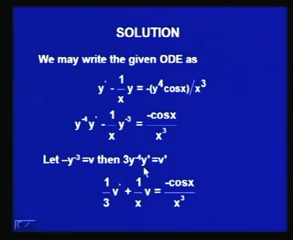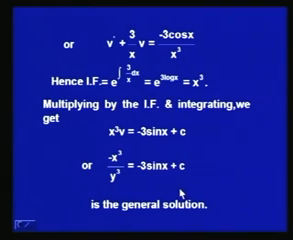So, making use of this, the equation reduces to 1/3 v' + (1/x) v = -cos x / x^3, or we may write it as v' + (3/x) v = -3 cos x / x^3. Now, this is a linear differential equation of first order in the dependent variable v. So, let us find the integrating factor here. It is e to the power integral 3/x dx, or e to the power 3 log x, which is equal to x^3.